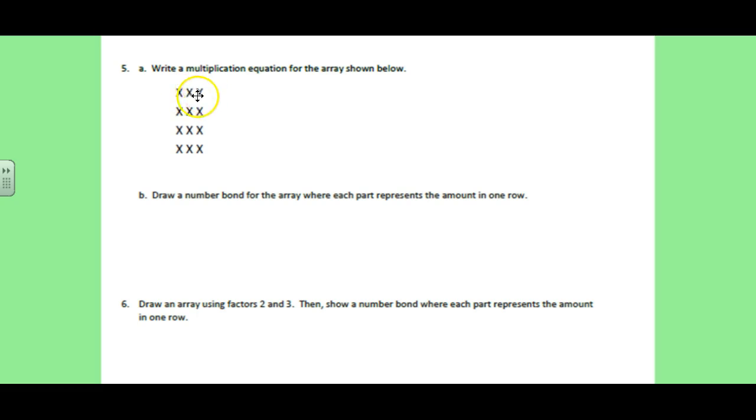So for this array, it has 1, 2, 3, 4 rows, so that means I'm going to have 4 multiplied. And then there's 1, 2, 3 x's in each row, so that's going to be 4 times 3. And 4 times 3 is equal to 12. So that is the multiplication equation that shows that array.